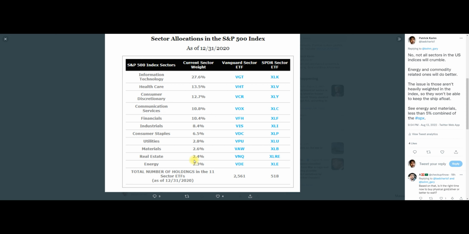It's not going to keep the index afloat. It's not enough, because you'll see the index is a whole bunch of other stuff. It's financials, technology, healthcare. It's not oil. It's not natural gas. It's not uranium. It's not gold. It's not silver. It's none of that. And it's not the miners. And that's coming back to the question. So the miners, they could go up drastically while the SPX goes down, because the miners going up will not drag down the SPX.